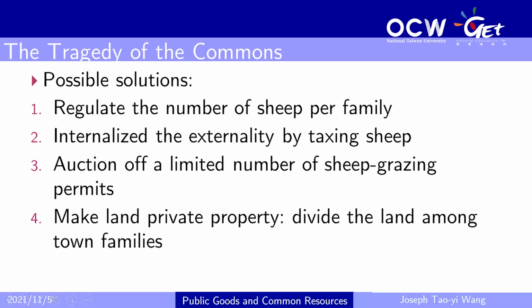So, the whole problem comes from the fact that this is common land, this is everybody's business, which is nobody's business. So how about we just divide this land among, say, the 10 families in the town, and then everybody gets a small piece, and that could also solve the problem. Because if this is your land, then you can choose to prevent other people from bringing their sheep here.